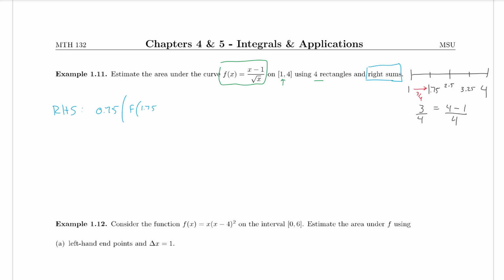So for this first endpoint, our right-hand sum is going to use f of 1.75, because that would be the y value above 1.75, which is our first endpoint right there. Let's go and do that for the rest of these intervals. So we're going to get 0.75 times the function evaluated at 2.5, plus 0.75 times the function evaluated at 3.25, plus 0.75 times the function evaluated at 4.